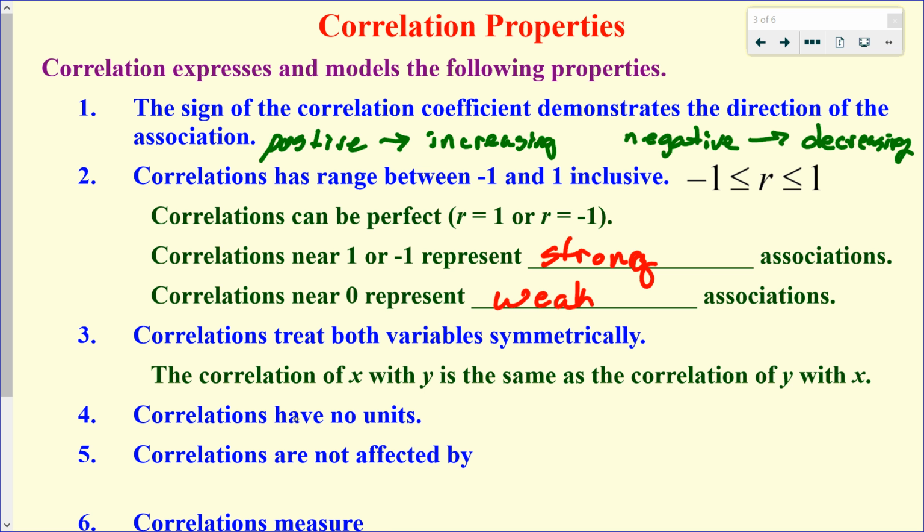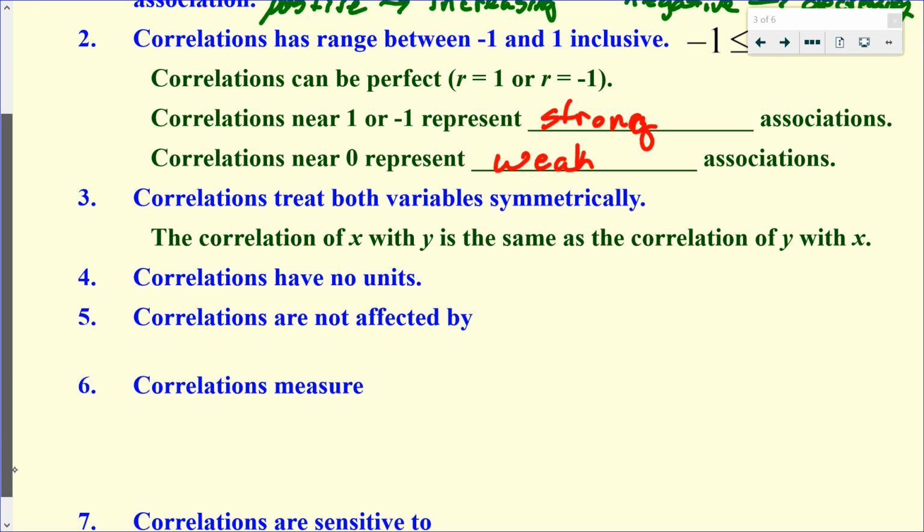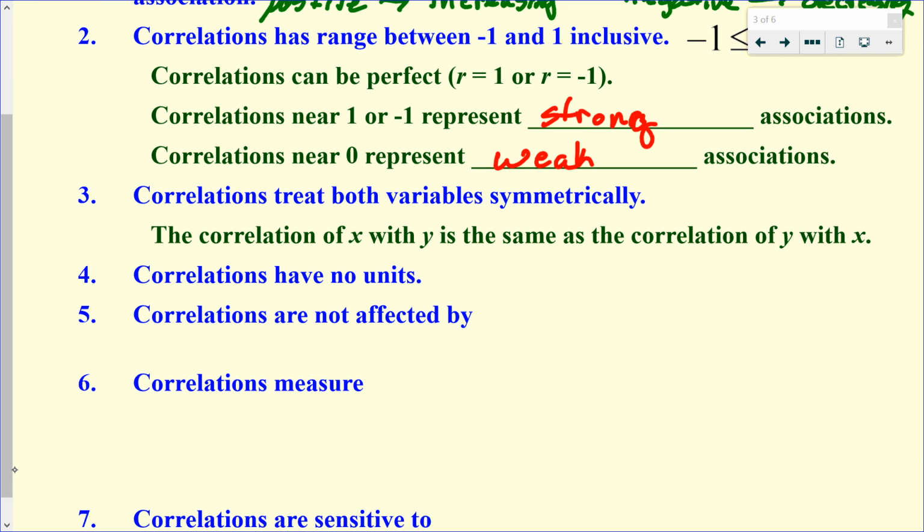Correlations, because they use calculation based on z-scores, as we said before, have no units. And correlations are not affected by changes in center or scale. So if we change it from inches to centimeters, the value of the correlation is going to remain the same. If we add some new data, so the center changes, still not going to affect the value of the correlation. Okay.